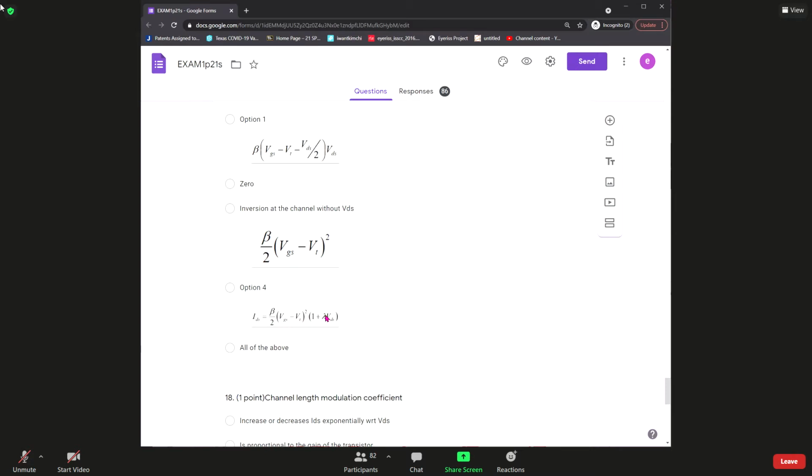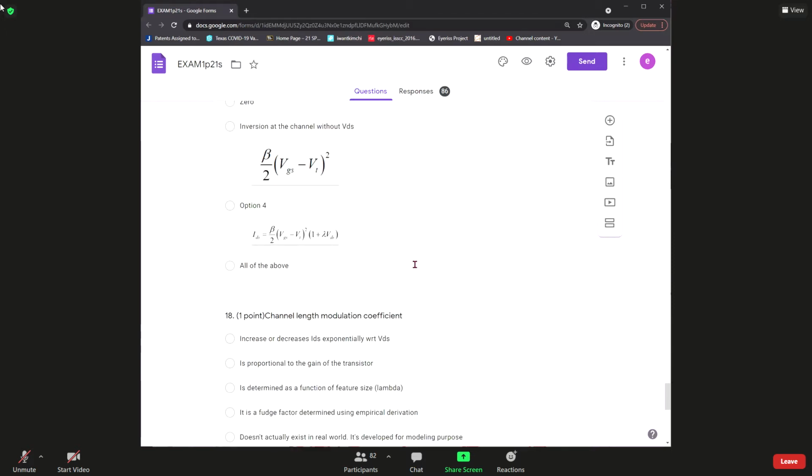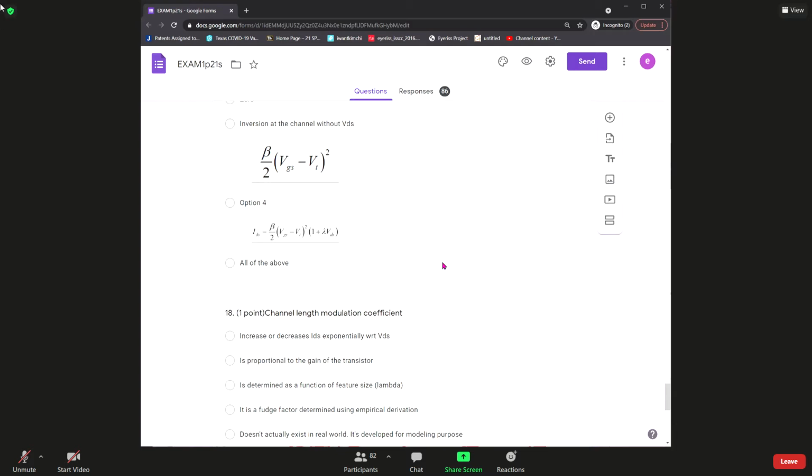Well, how is it modified? Channel length modulation actually comes into play here. But again, I'm not going to ask you to regurgitate this expression in any way. But if I give it to you, maybe you should be able to recognize it and say, oh yeah, that's how the channel length modulation modifies the current, source drain current. All right.